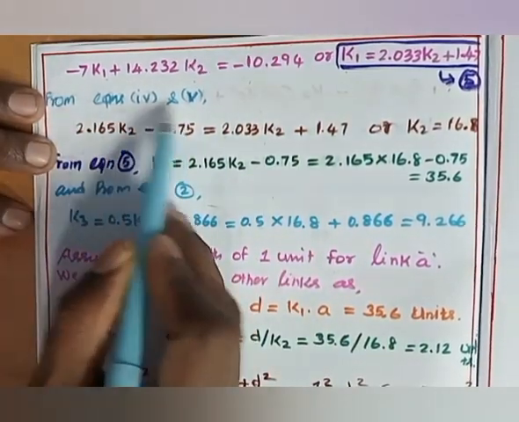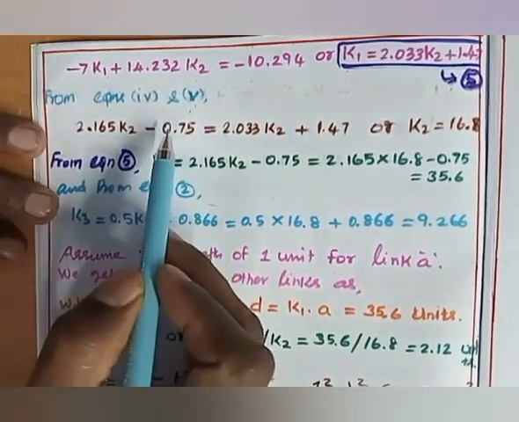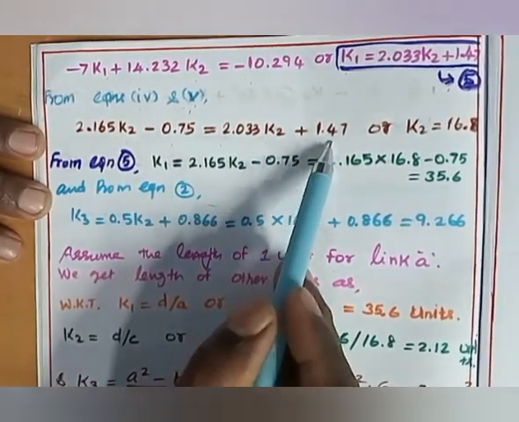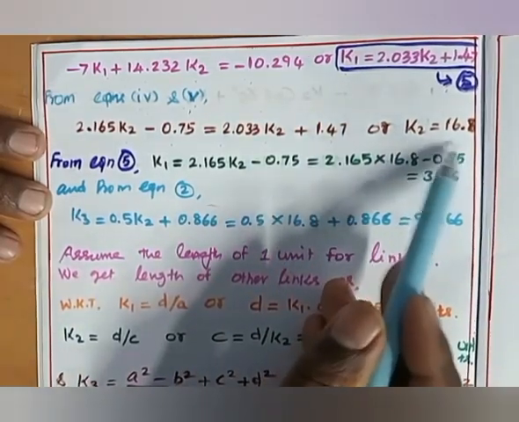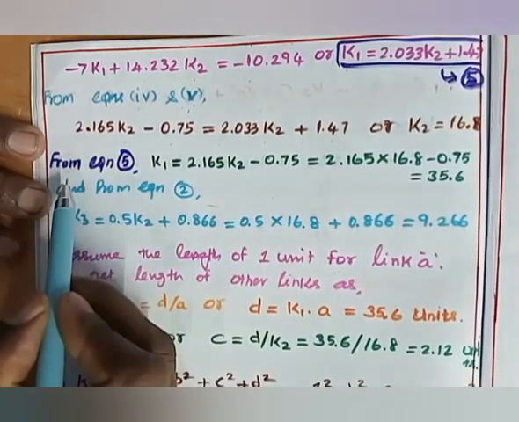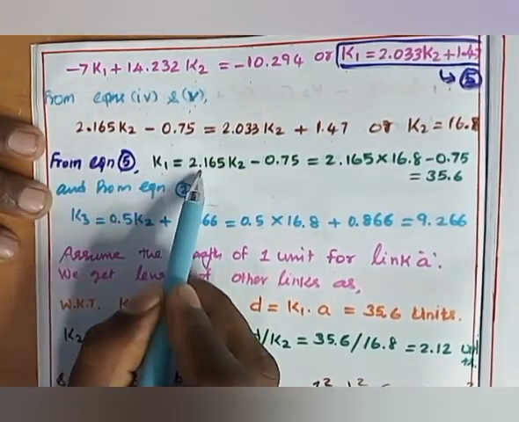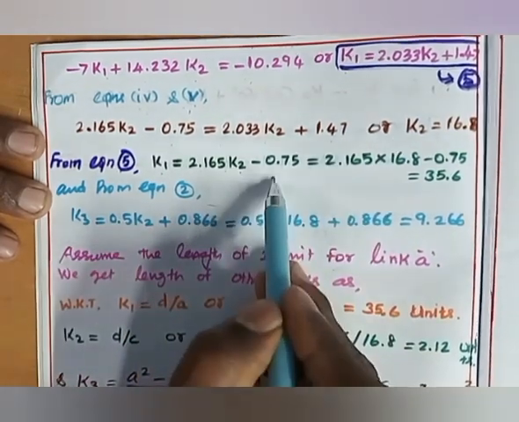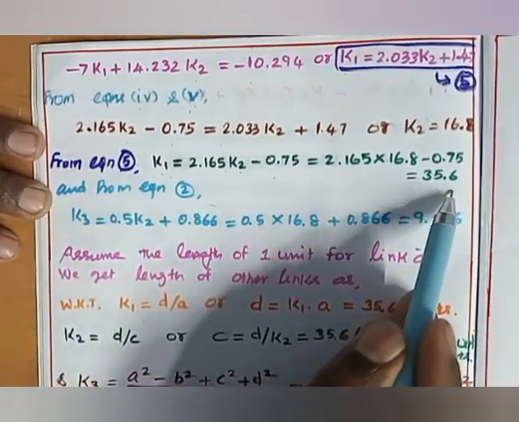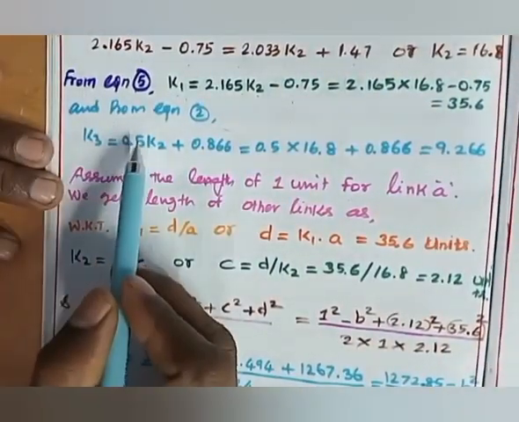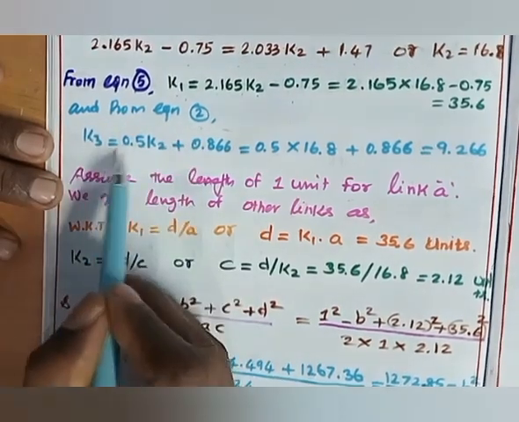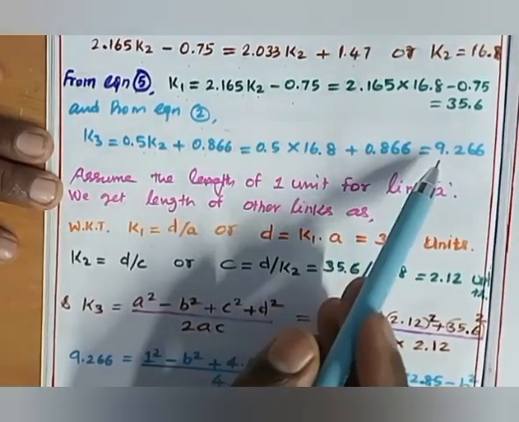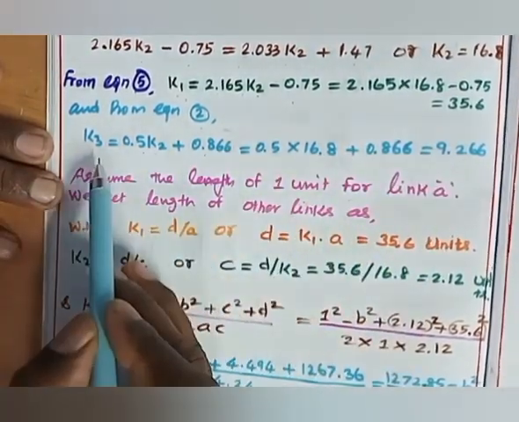From equations 4 and 5, from previous equations 4 and 5, we got 2.165 k2 minus 0.75 equal to 2.033 k2 plus 1.47, or k2 equal to 16.8. We obtain k2 equal to 16.8. From equation 5, k1 equal to 2.033 into k2 plus 1.47. So we put k2 here, we obtain the value of k1 equal to 35.6. Now from equation 2, k3 equal to 0.5 k2 plus 0.866. Put the k2 value, we got 9.266 for k3.